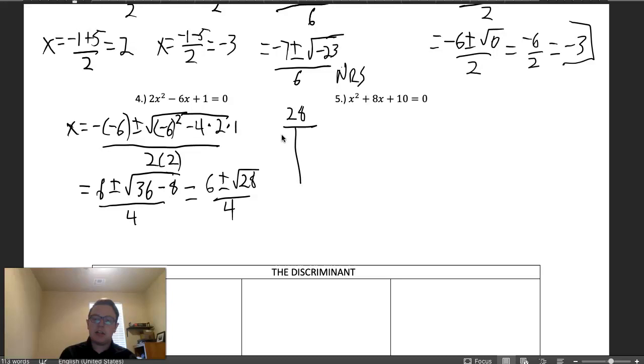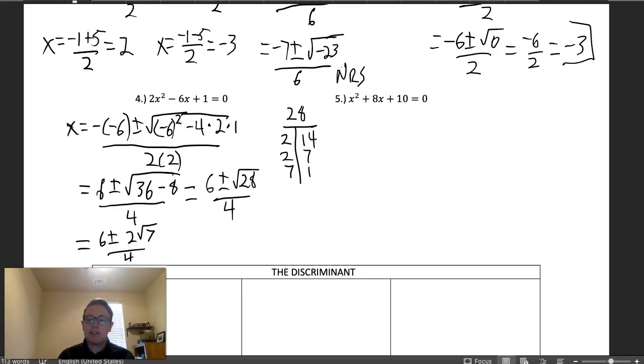And from here, we're going to have to do that division to figure out what we can pull out of 28. 28 divided by 2 will give us 14. 14 divided by 2 will give us 7. And we divide by 7 to get to 1. So square root of 28 is the same thing as 2 root 7. So this is going to be equal to 6 plus or minus 2 root 7 over 4.